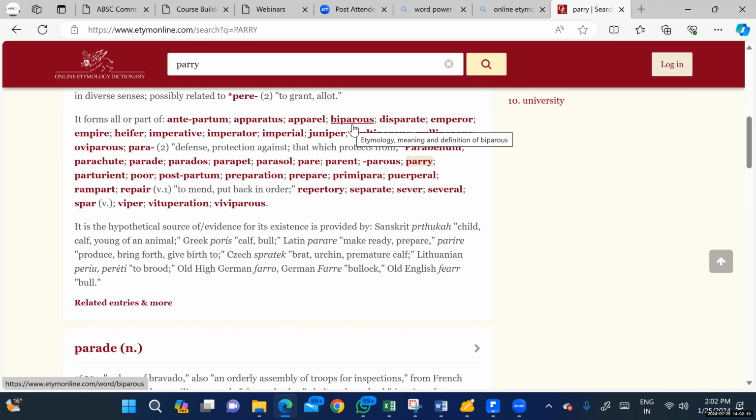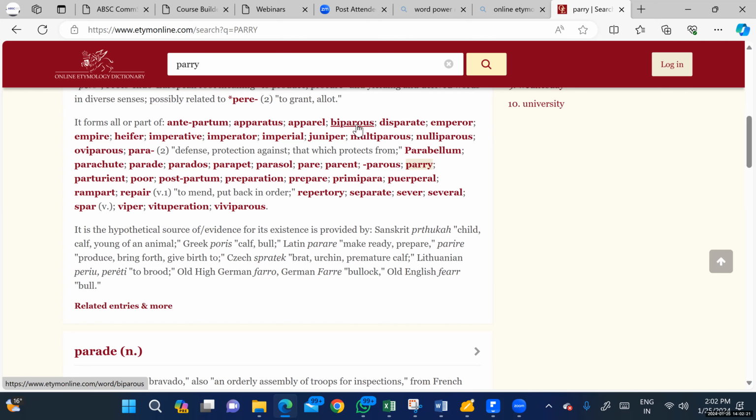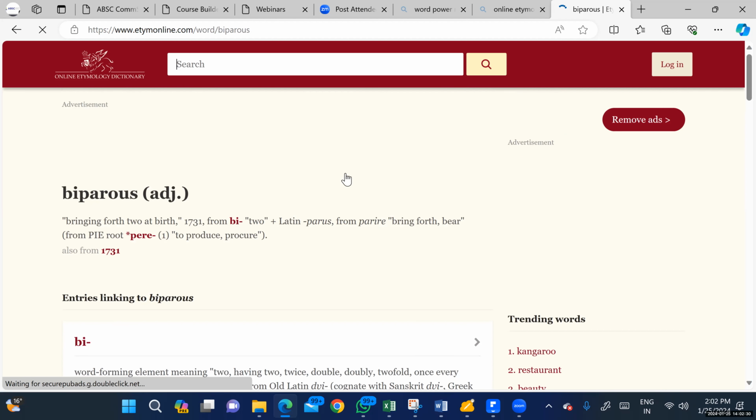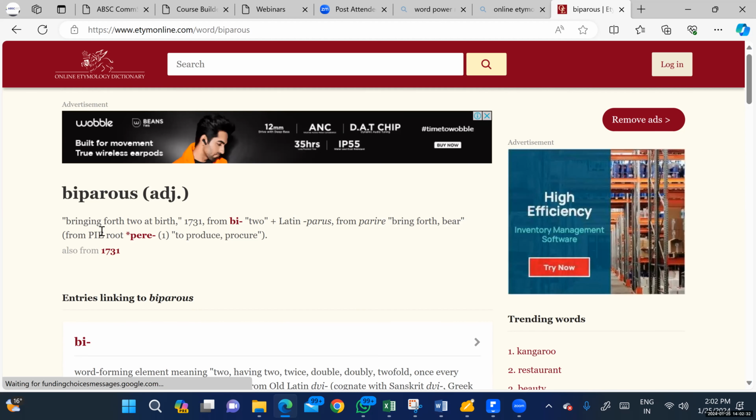So, if I say biparous, pair here means a lot. Biparous means to allot something, you know. Let's see the meaning of biparous. Bi is two. See, bringing forth two at birth. Bi means two and pair means produce. So now we know that pair. If I know the root word of pair, I can find the meaning of all the words related to pair. All the words, very easily. It's very easy.